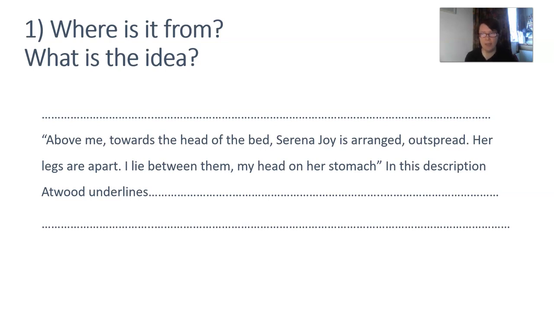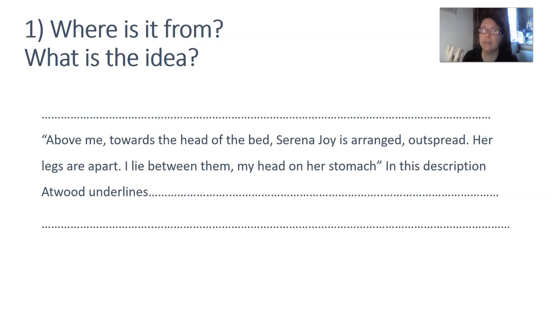So this is from the ceremony. "And so this is above me towards the head of the bed. Serena Joy is arranged, outspread. Her legs are apart. I lie between them, my head on her stomach." And I'm using this, the ceremony, because you wouldn't believe how many essays get handed in on The Handmaid's Tale that pretend the ceremony doesn't exist.